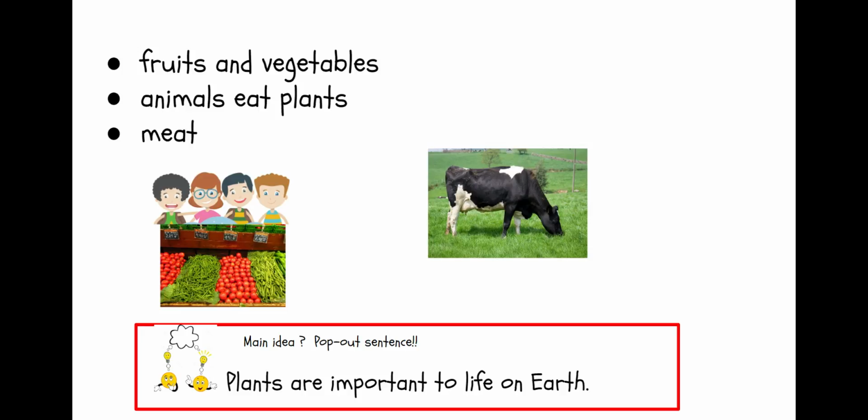In the next paragraph, we talked about how fruits and vegetables were important for people to eat. Animals eat plants as well, and we also can get meat from animals. And I noticed that that pop-out sentence was right there. Plants are important to life on Earth, and those were the reasons that they were important.